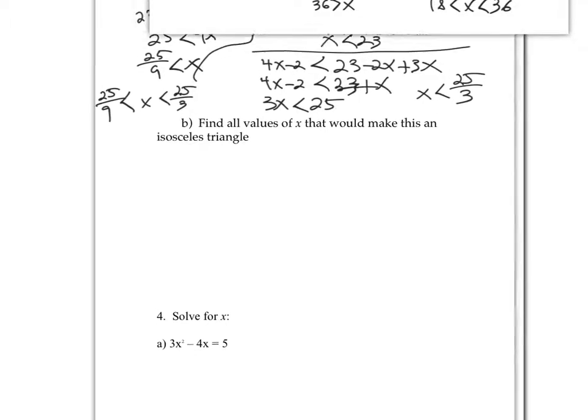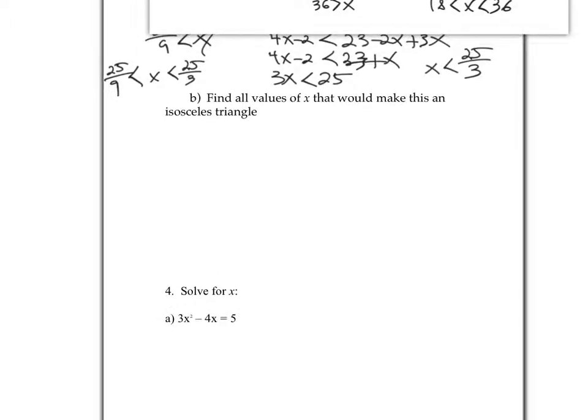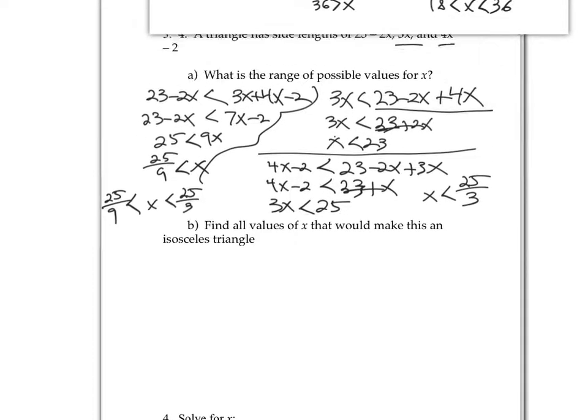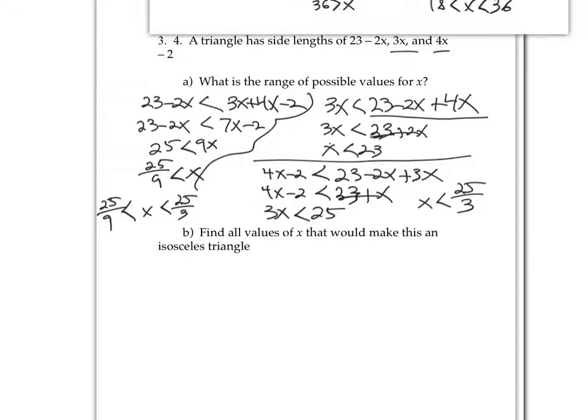Okay, so now we're being asked, what are the values of x that would make this an isosceles triangle? All right, so that means that what we have to do is set each of the two sides equal to the third. So, or set any one side equal to another side. So the three possibilities are as follows. We can say that 23 minus 2x, which is one side, is equal to 3x. We can say that 23 minus 2x is equal to 4x minus 2, or we can say that 3x is equal to 4x minus 2.